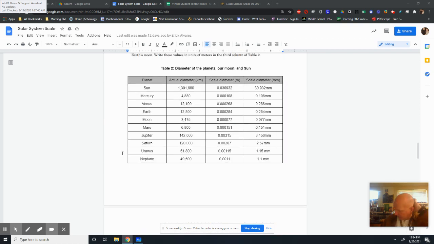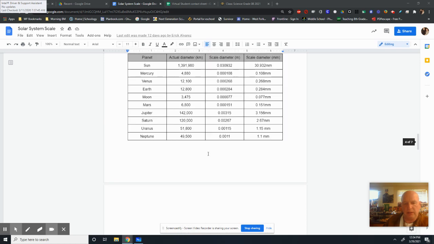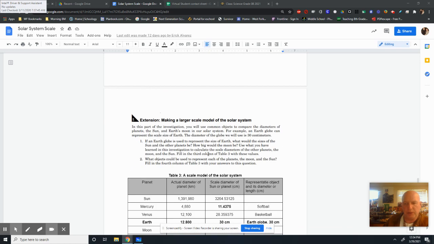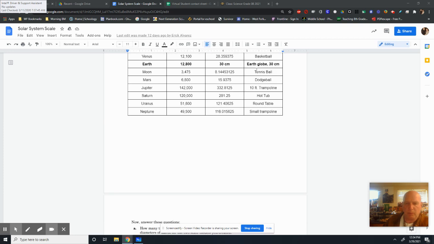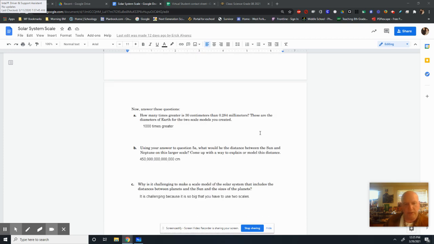So whenever I make the globe represent the size of our planet, then we have to find what the rest of the objects are going to be to represent out on our football field. So for instance, Mercury would be like a softball, Venus would be like a basketball, the globe would be the Earth, and we calculated the moon to be about the size of a tennis ball, and so on. And then you have your questions that go with that.